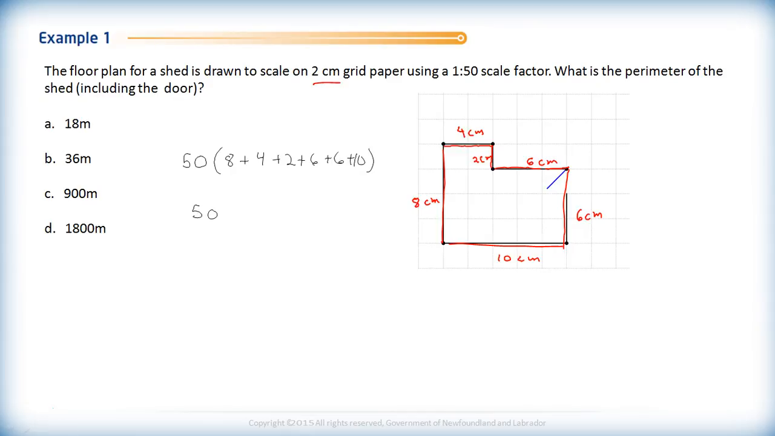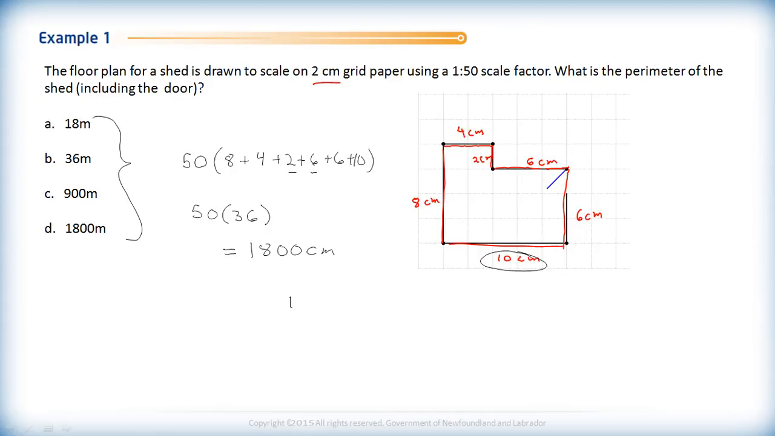So what we have here is 50 times, let's see, 12 and 2 is 14, 6 is 20, plus another 16 is 36. So 50 times 36 will give us the perimeter of the shed, which is 1800. So we have a perimeter of 1800. Now this is in centimeters. If we want to know the perimeter of the actual shed, we've got to convert centimeters into meters, because all the answers that we have to work with are here in meters.